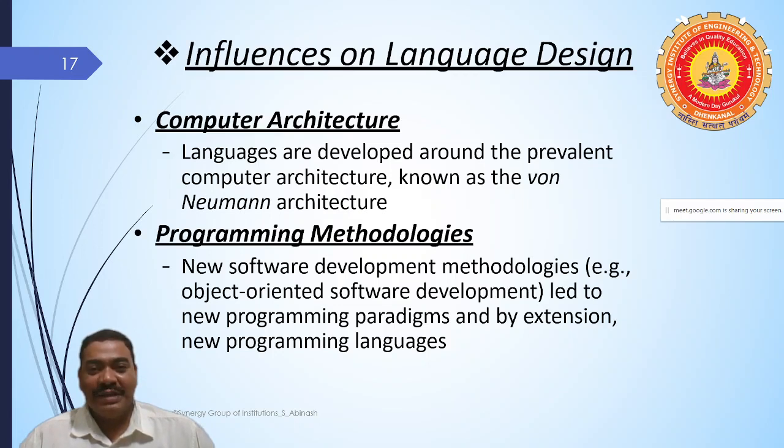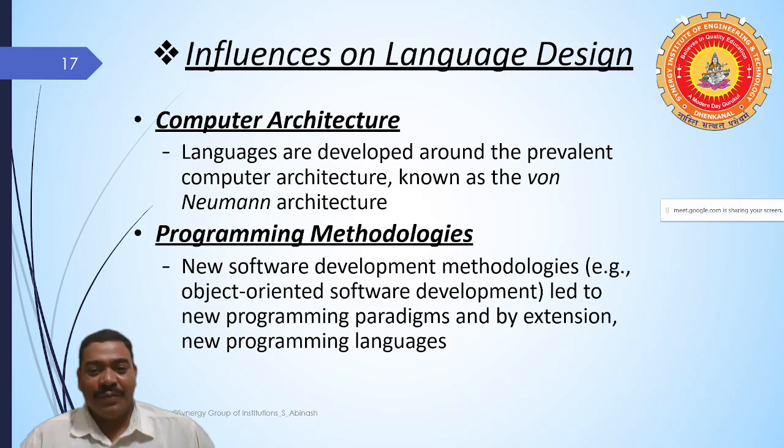So what influences language design? The first one is computer architecture. Languages are developed around the prevalent computer architecture, known as the von Neumann architecture. In the last class, I discussed John von Neumann's architecture with you, who is the father of the modern digital computer. Based on that computer architecture, programming languages were developed.